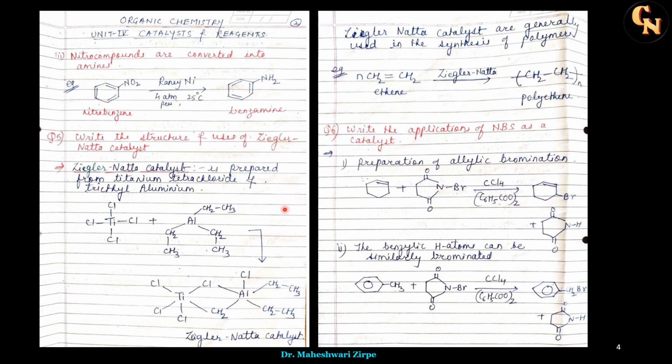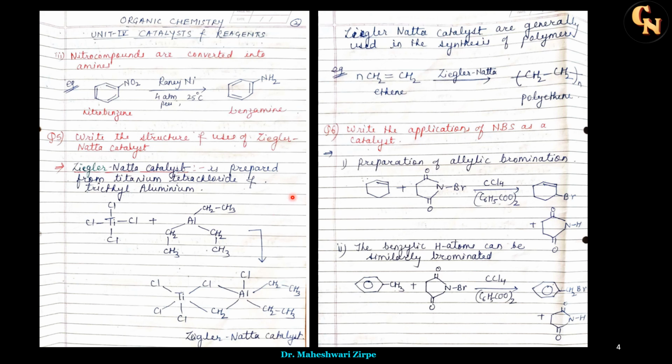Okay. So let us see the next question, which was asked in a university paper, that is: write the structure and uses of Ziegler-Natta catalyst. This is one of the most favorite questions asked by the examiner about Ziegler-Natta catalyst. Either it is asked in match the pair, or in fill in the blanks, and here they have asked the short note. So let us answer this question.